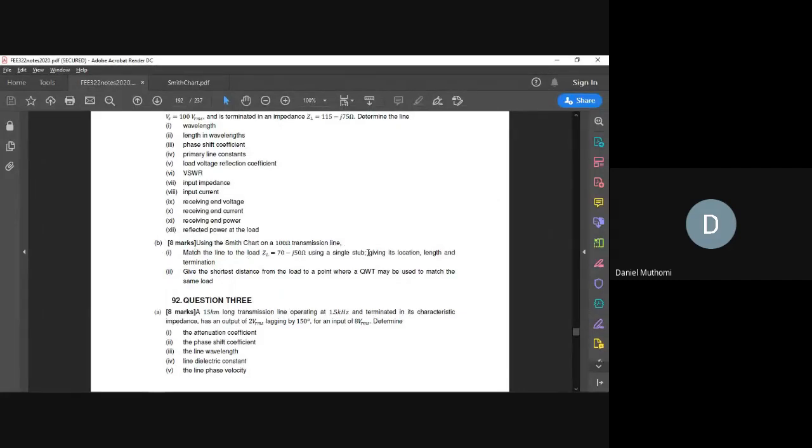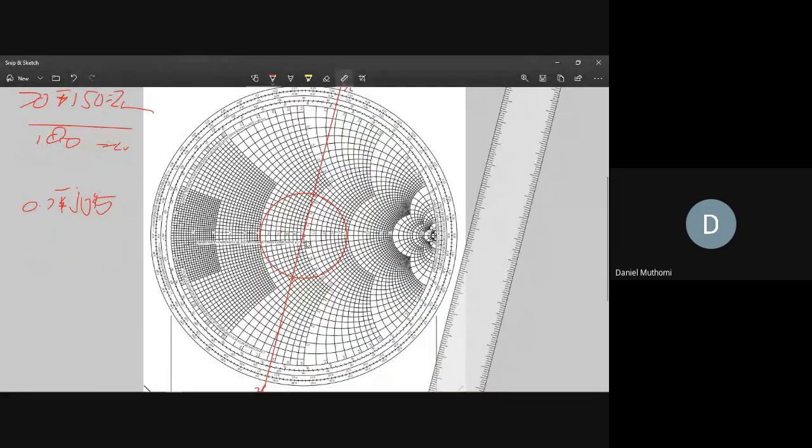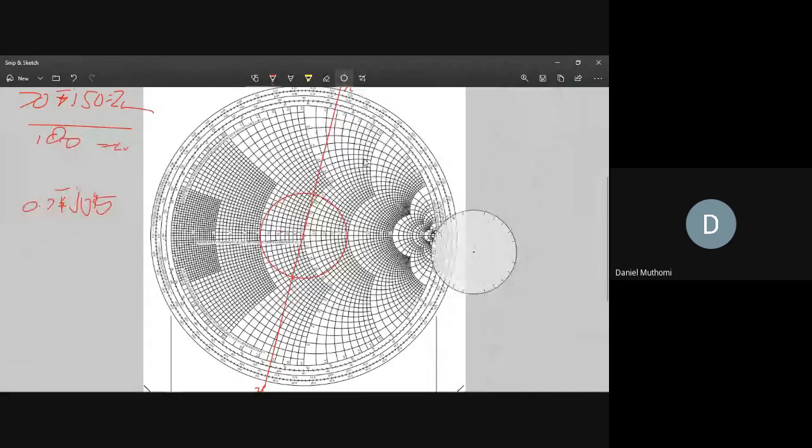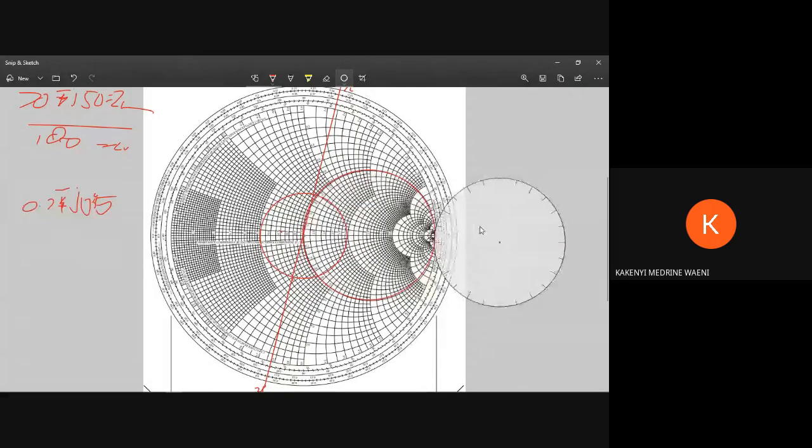So match it using a single stub. Like I said, now we take this complete circle where R equals 1. Do you have to draw the circle on the right side? No, I'm just drawing it so that you people can see it well. It's already there, so you don't have to draw it again.